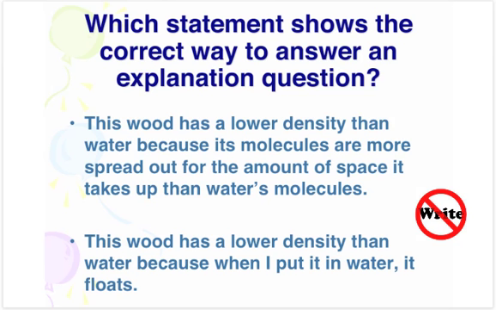Now, this one's a little bit more difficult because both statements are correct statements. Both statements are exactly correct, but only one of them is answering an explanation question. The other one is just more of a descriptive answer, basically what they see is happening, an observation. Which one is the explanation for why the wood has a lower density than water?